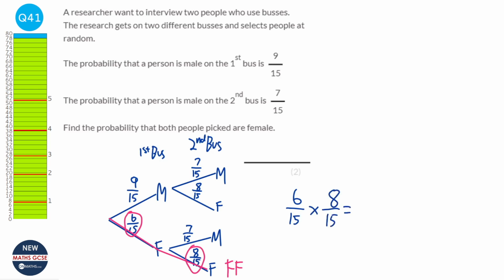So 6 times 8 is 48. And times the bottoms, 15 times 15 is 225. Now you can actually cancel that down. So what you can do is you can divide top and bottom by 4. Is it 4? No. You can divide top and bottom by 3. And that would be 16/75. So either 48/225 or 16/75.